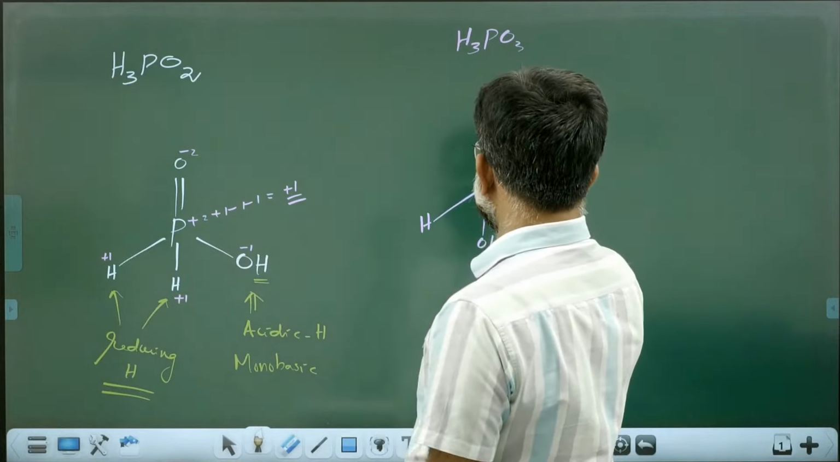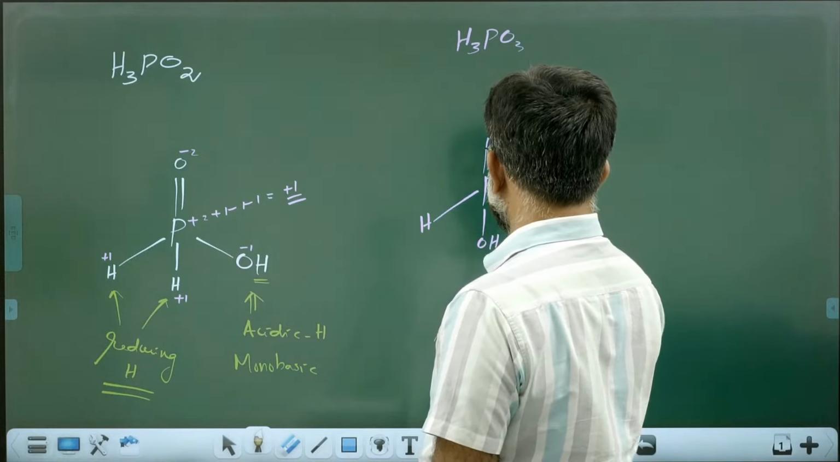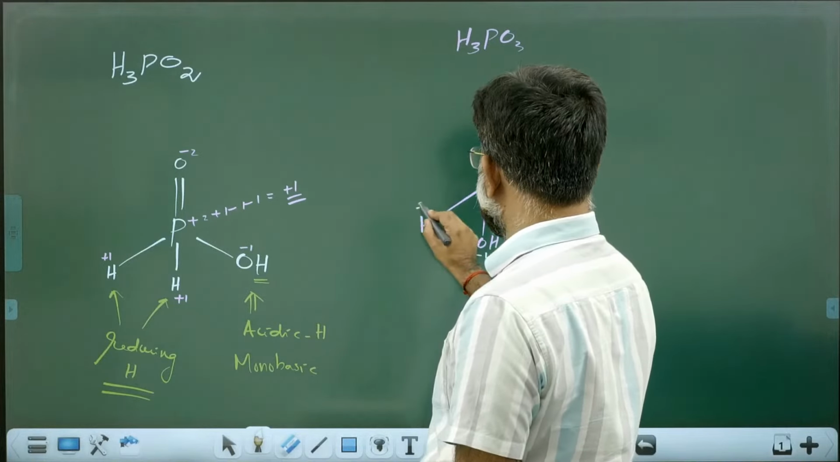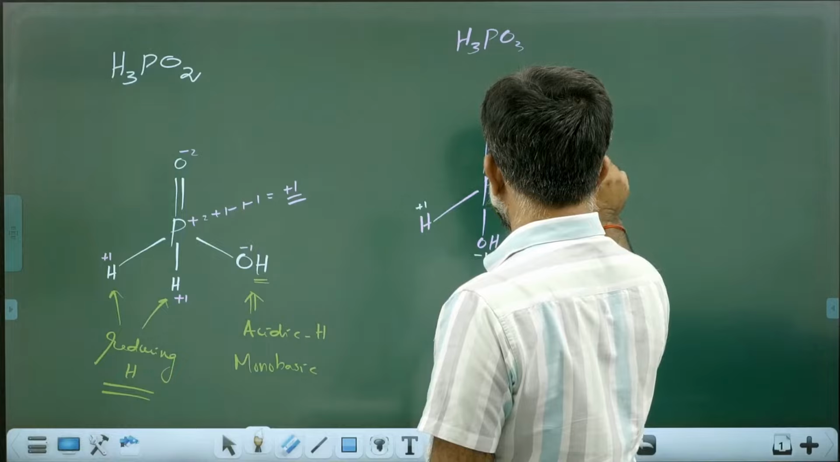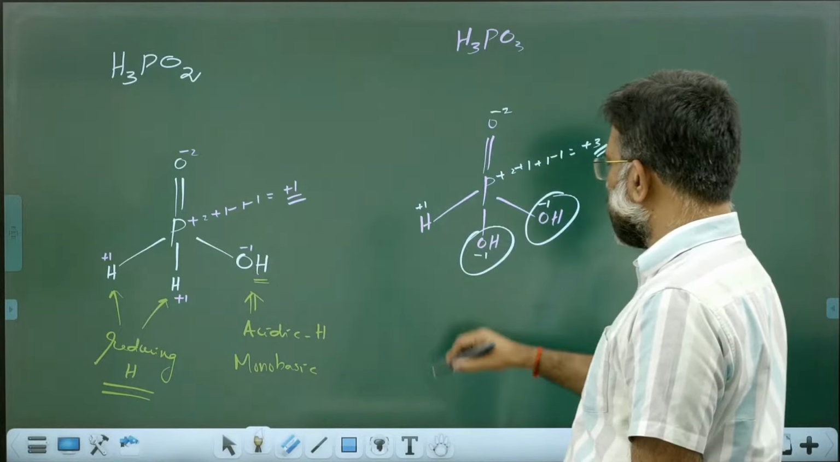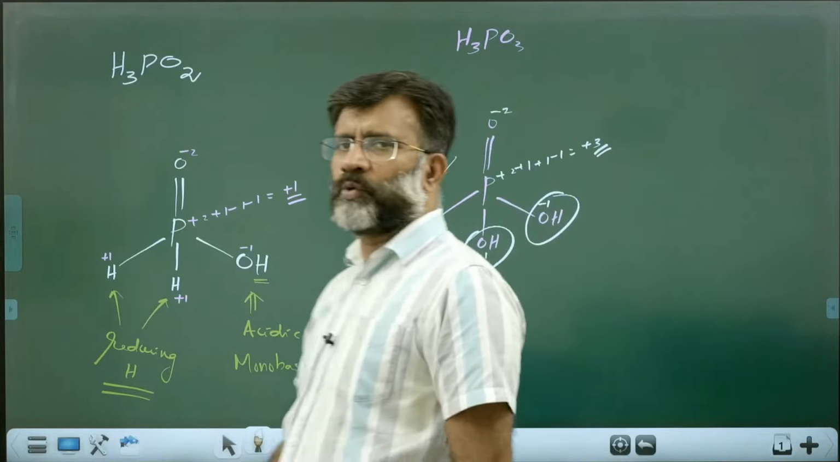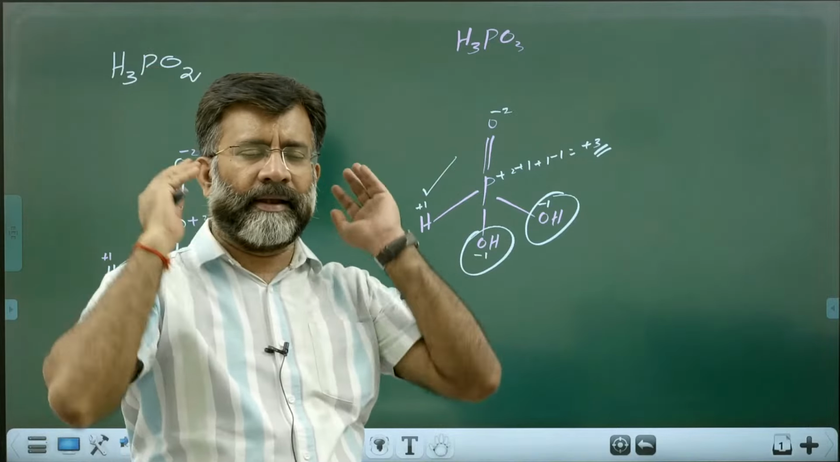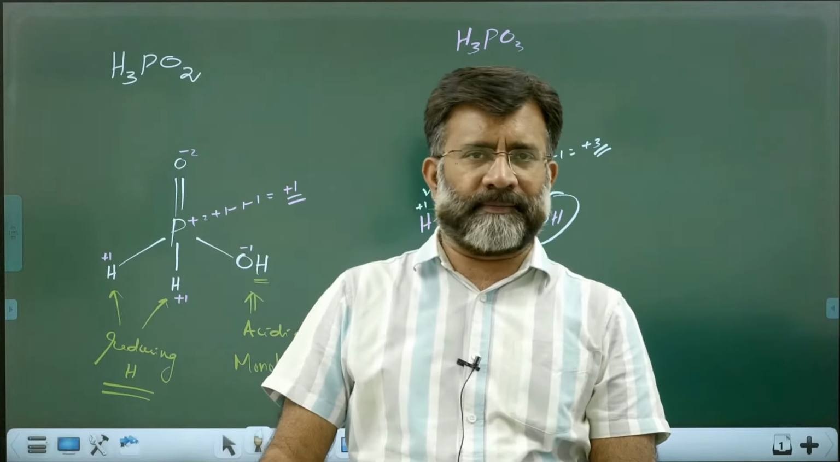So the oxidation state will be -2, +2, -1, +1, -1, +1, +1, -1. You will get +3 oxidation state. And it is a dibasic acid, and there is 1 reducing hydrogen.